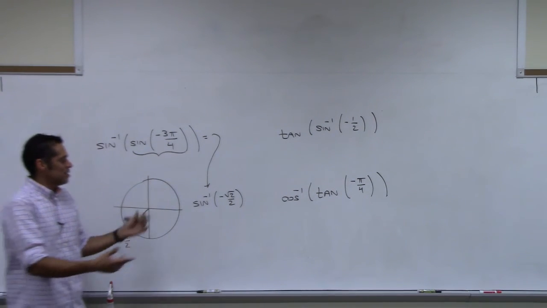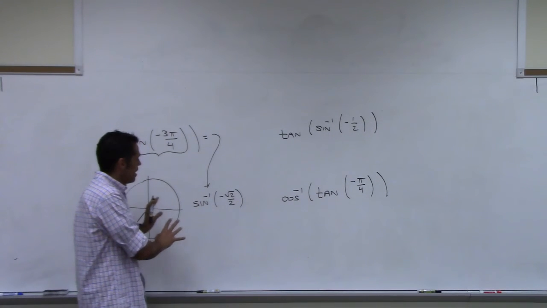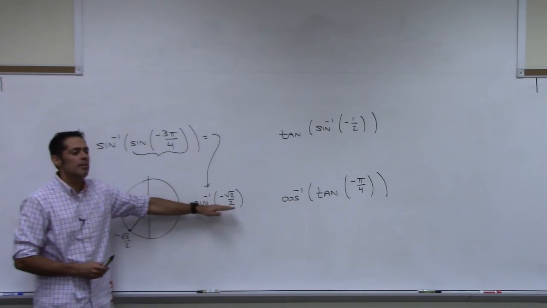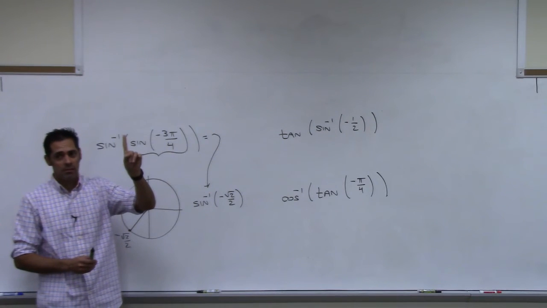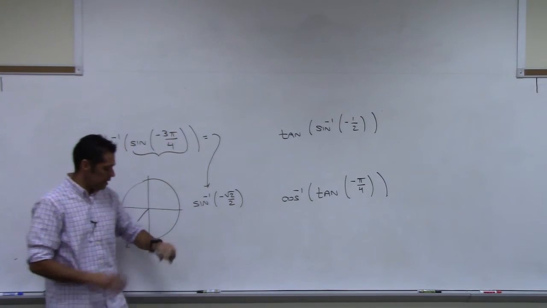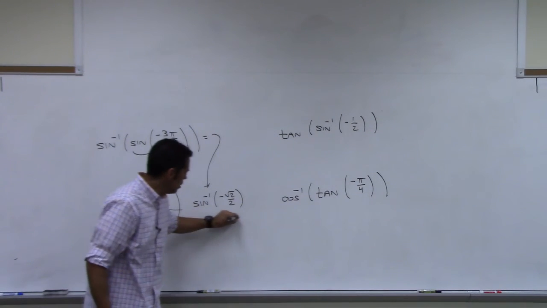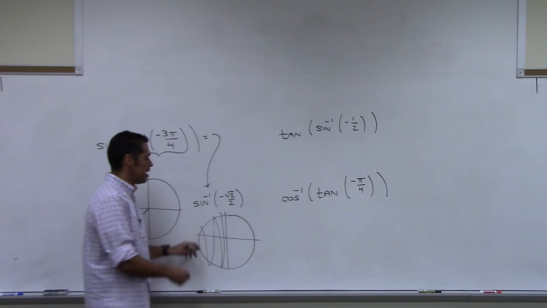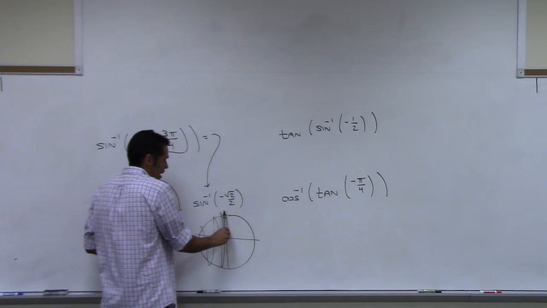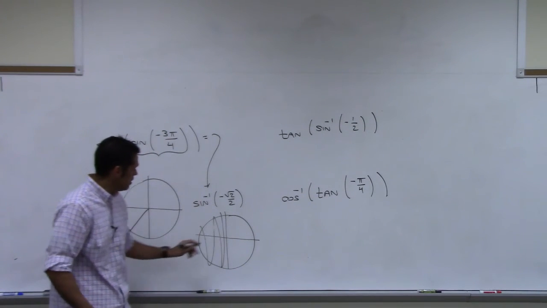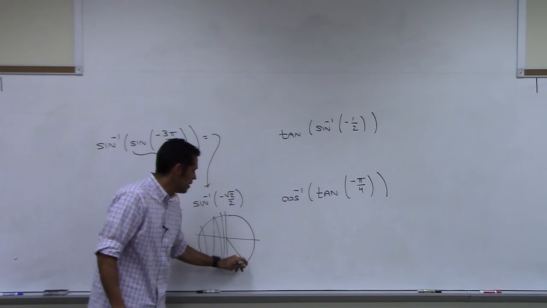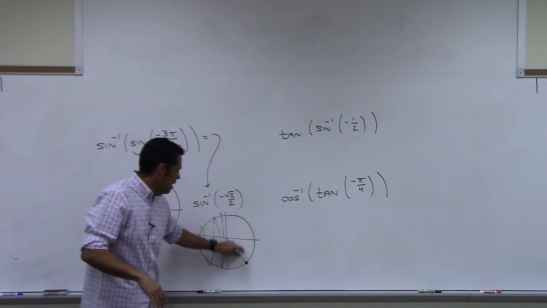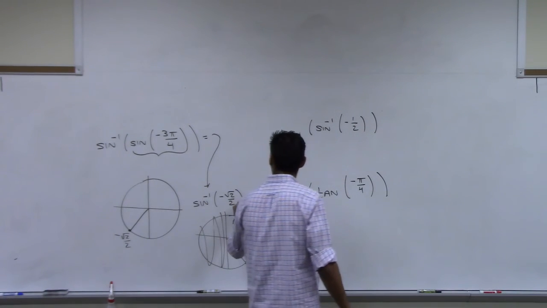Now you have to completely forget all this ever happened and say to yourself, at what angle is the y-coordinate negative root 2 over 2? However, because I'm doing arc sine, I can only look on the right side, between negative pi over 2 and pi over 2. So where is that happening? Where's your y-coordinate? It's there. Be careful. You have to go negative pi over 4. You cannot come all the way around. So the answer to this is negative pi over 4.